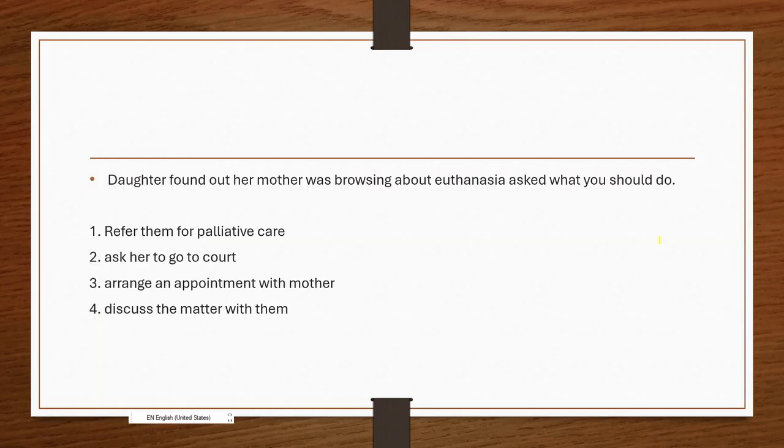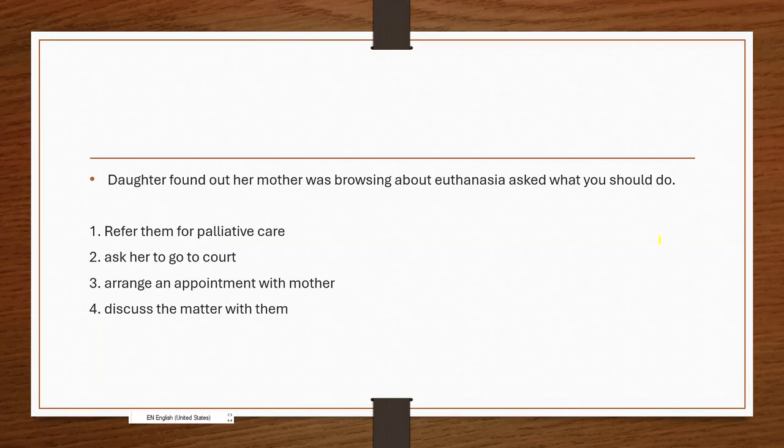Okay. All right, let's go to the next question. Daughter found out her mother was browsing about euthanasia, asked what you should do. 1. Refer them for palliative care. 2. Ask her to go to court. 3. Arrange an appointment with the mother. 4. Discuss the matter with them. They mean both the daughter and the mother.